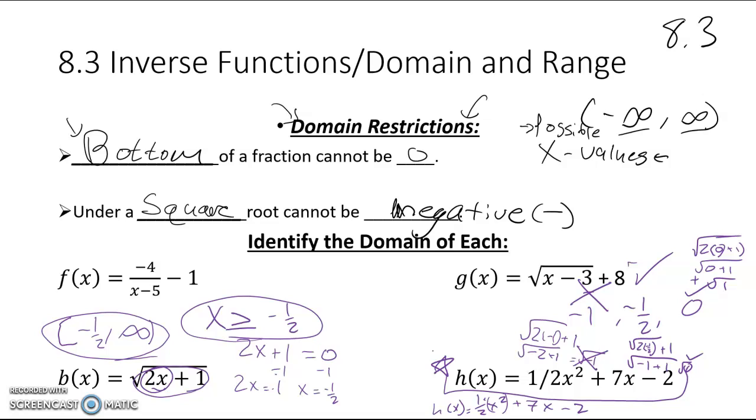So for that one right there, it's not on the bottom of a fraction, and it's not underneath the square root sign. So going back to what I said, if it doesn't follow any of those 2 rules, I just have negative infinity to infinity as my domain. So again, no x on the bottom of a fraction, no x underneath the square root. That is my domain for h of x there.